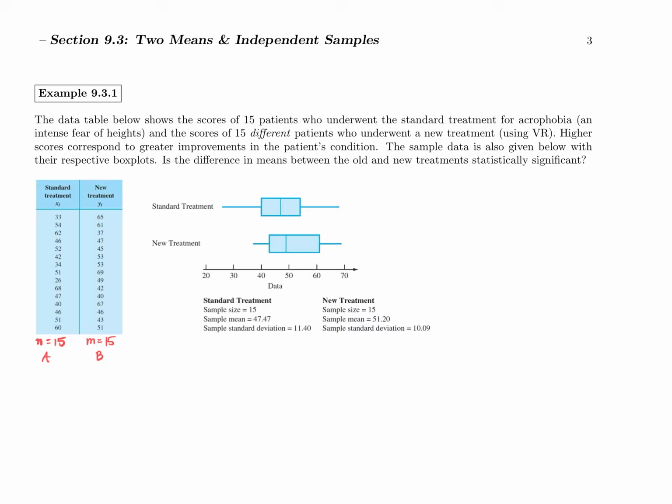So let's talk about what we were given. So we know the sample size for population A, well, sample A from population A is size n. We know that it has a sample mean x bar of 47.47 and it has a sample standard deviation s sub x of 11.4. And then we also have our m over here, our sample size for the new treatment or population B, our sample from population B. It has a y bar and it has a sample standard deviation s sub y. So what does that mean?